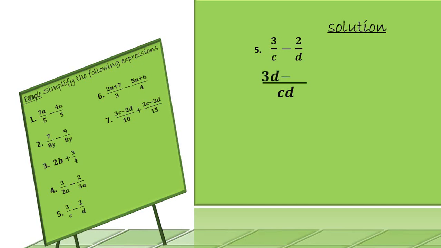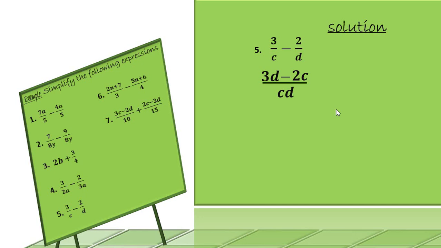Alright, here I'm having now d to divide cd. So if d divides cd, then I'm having a c. Then that c now multiplying 2 here, that's going to be 2c. So do I have any other thing in common? Nothing in common. So I'm good to go. Okay, that's my answer.